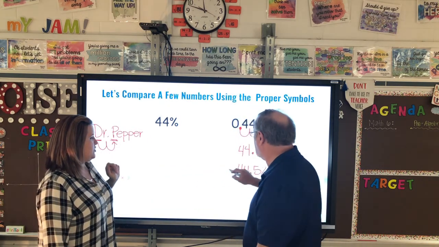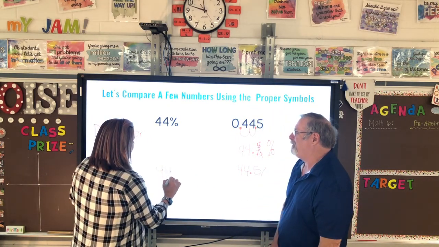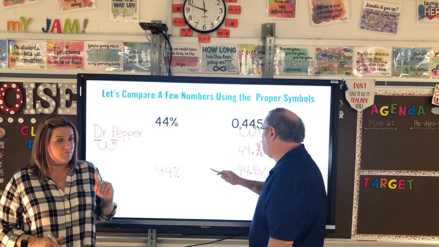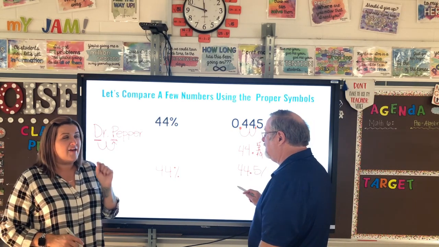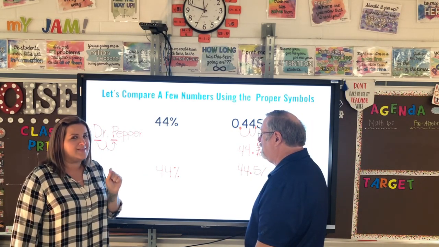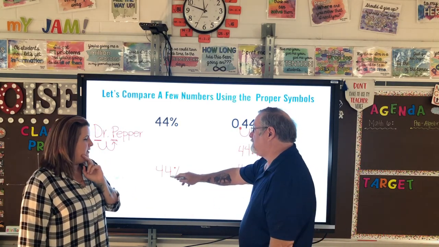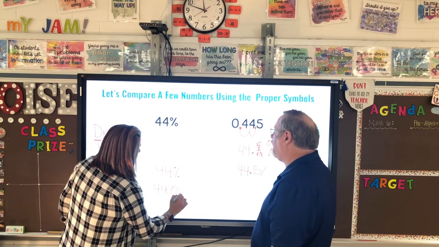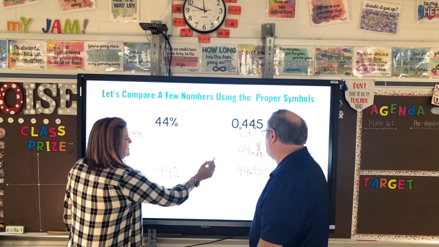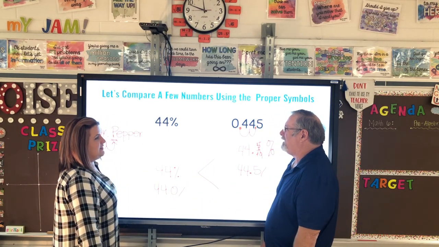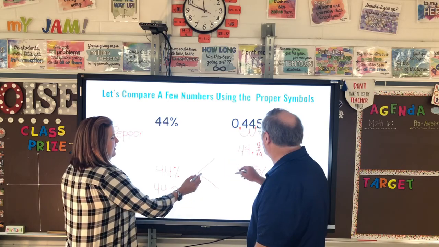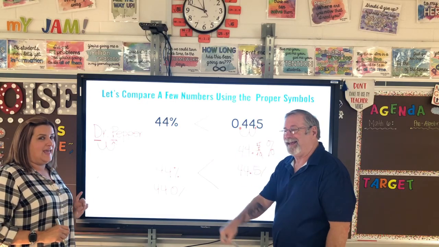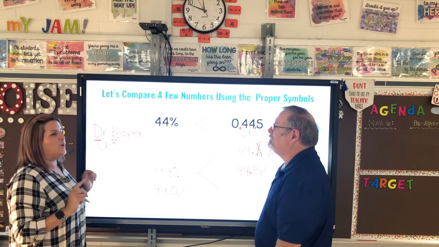Okay, so now I have 44%. Can we bring it down here? We sure can. So 44 and 44.5. Pretty close, but that 0.5 means I have a little bit more. So this is going to be smaller than this, because this is really 44.0. Oh, okay, that makes more sense. Because I like to compare them when they're the same size. So now they are, right? The alligator is going to eat the bigger number. So 44% is less than 445 thousandths.